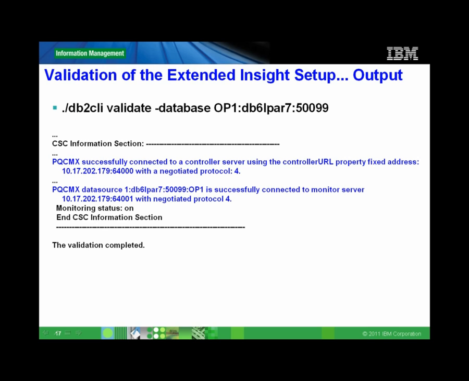In the output of this command, you should find certain messages that the PQCMX successfully connected to the controller server and that the PQCMX data source connected successfully to the monitor server. If this is not working, please check the troubleshooting section of the Developer Works article, for which you find the link at the end of the presentation.